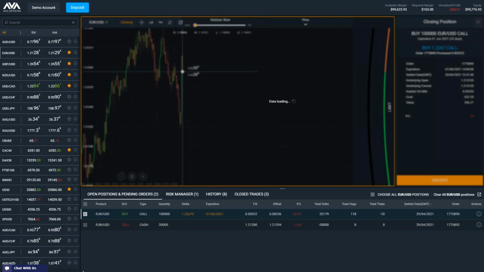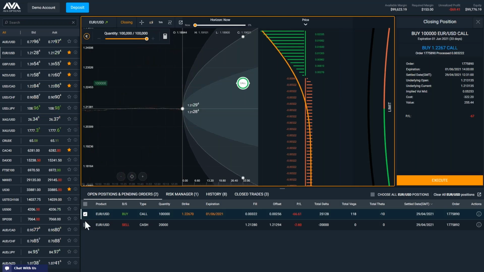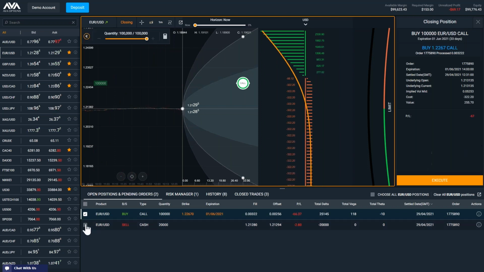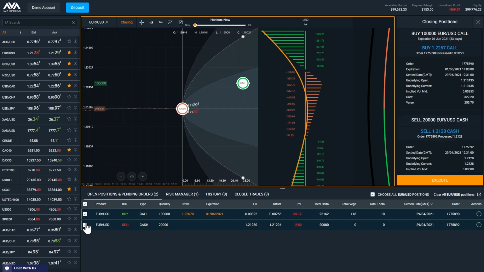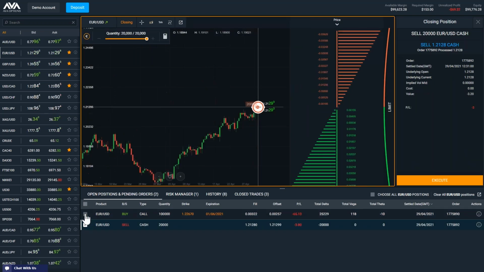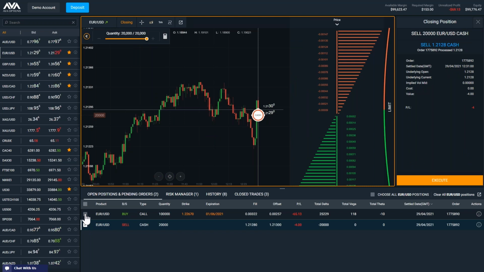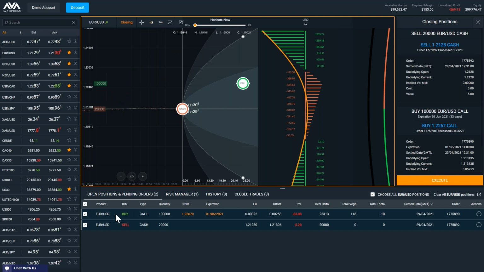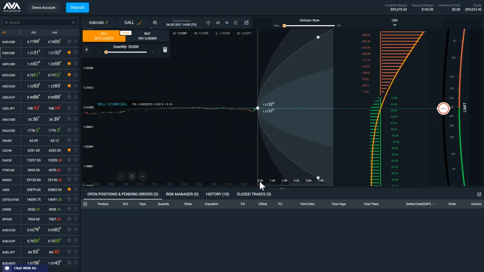Again, there's our call, and here's our hedge. Right, take the hedge off, it looks like that. With the hedge, looks like this. You can see both positions in the market. There's just a spot position, there's spot and options together. You can close them both, execute, and they're both closed. They'll both disappear from our open positions. There you go, we're flat again.